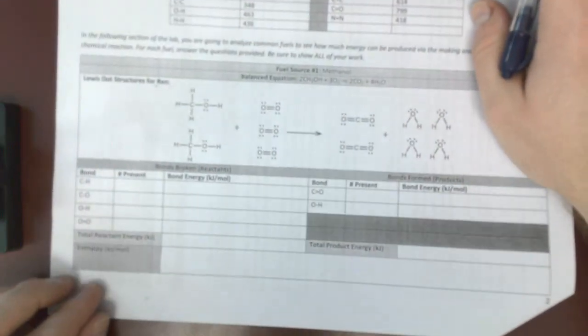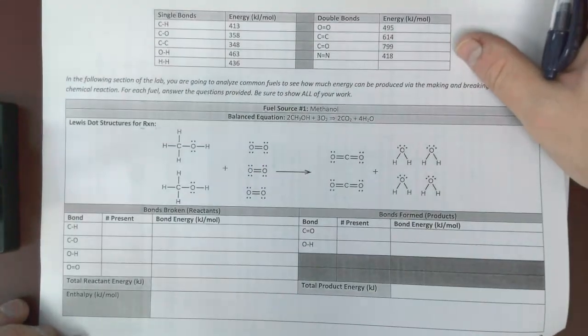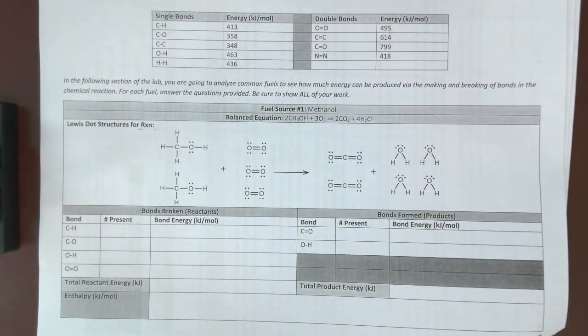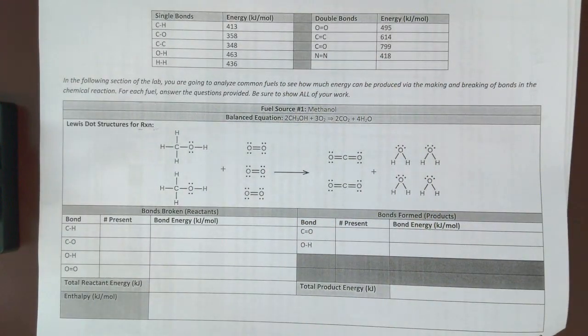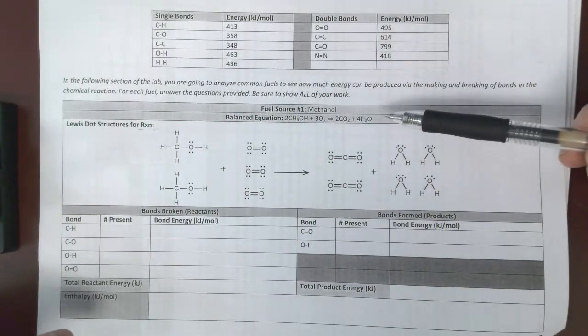So let's do the next one together, okay? It's pretty self-explanatory. You have to use this chart above in order to figure out how to do these problems. Okay, so let's work through these together. All right, so my methanol equation's already balanced.